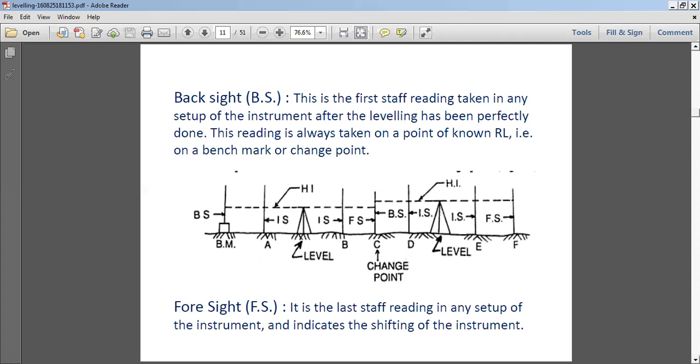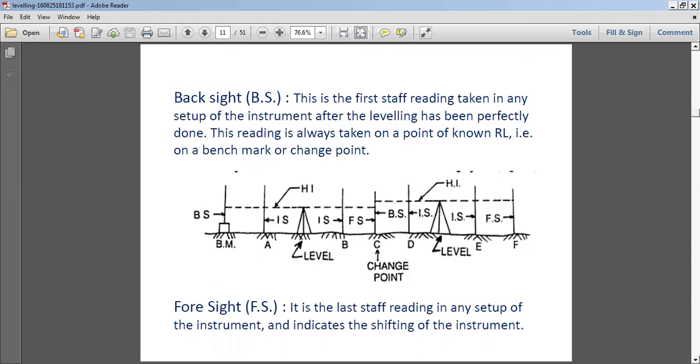This is the primary criterion for starting leveling work. The last reading will be foresight and the first reading will be backsight, so these are fixed. When we change the station, or start the leveling work, we take the first reading as backsight and the last reading will be foresight. Whatever readings we take in between the backsight and foresight are known as intermediate sights. You can see here they are designated IS for intermediate sight, BS for backsight, FS for foresight.